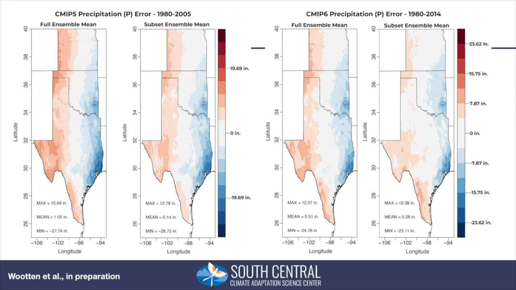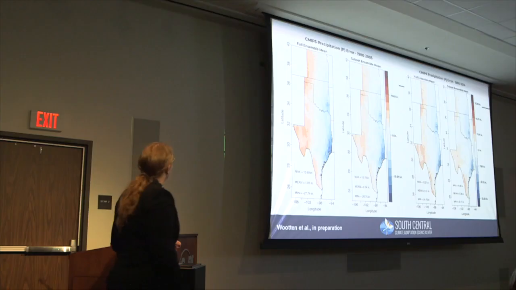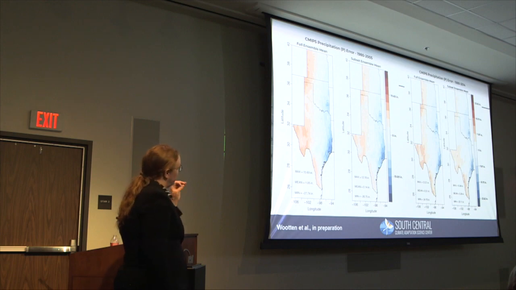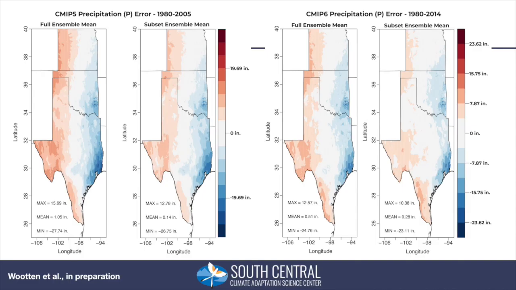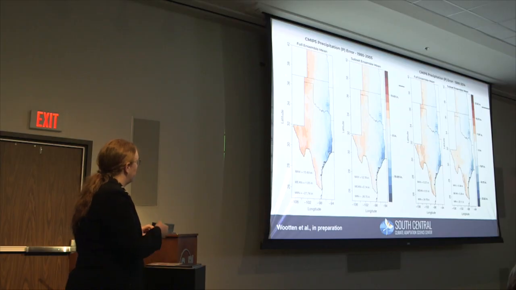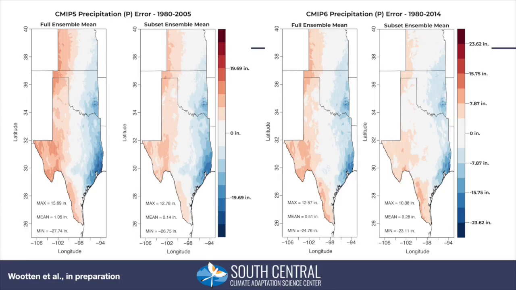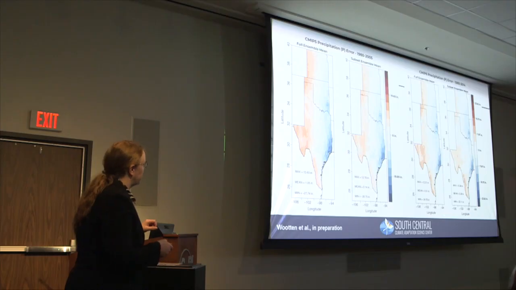So, first pretty map of the day. Let's see. What this particular image shows, and there's a few of these, so let me walk through it a little bit here, is essentially the error of the full ensemble, all 30-odd models in this case, versus the error of the subset mean for precipitation, and this is CMIP5 on the left-hand side. This is all for CMIP6 on the right-hand side.